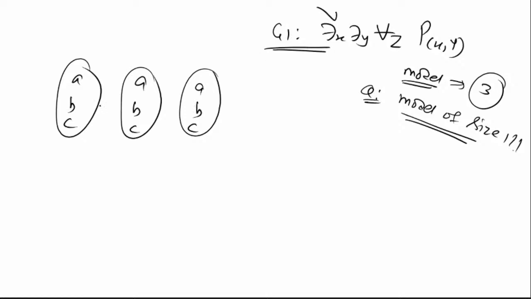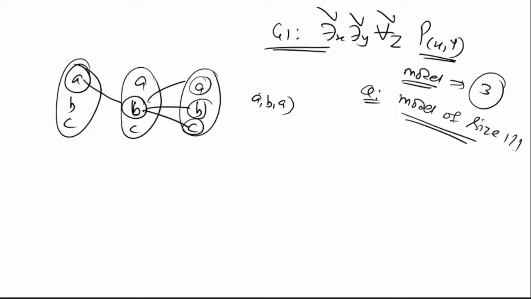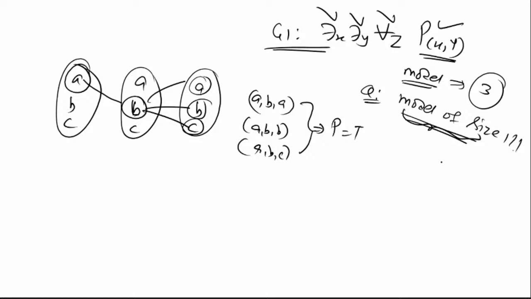He's saying there exists x, so take this a. Now he's saying there exists y, now take this b. Now he's saying for all z, and for all z means this. For this a, b, for all these things, pxy is true. So for these three triples, a b a, a b b, a b c, it is given to you that P is true. So this is true. Now can you guarantee that there is a model of size 1?